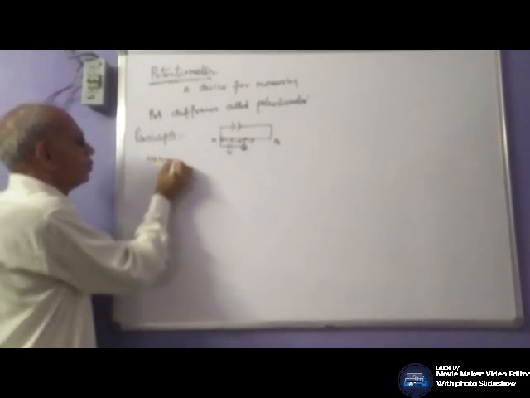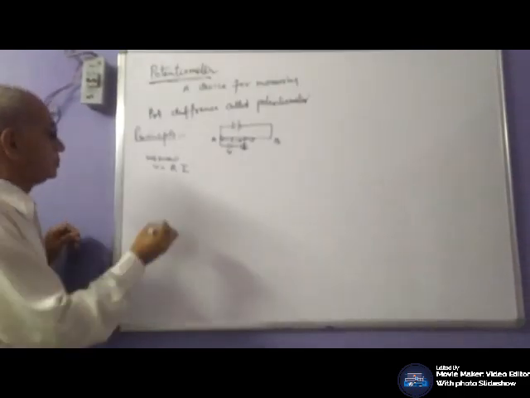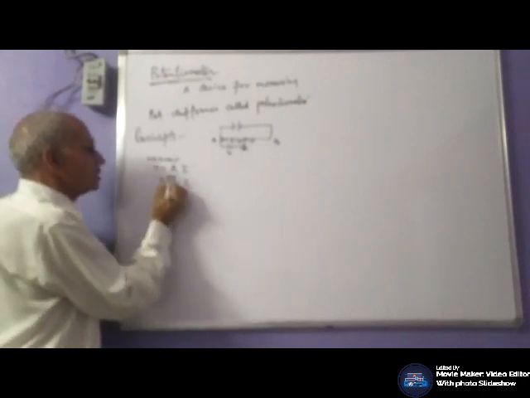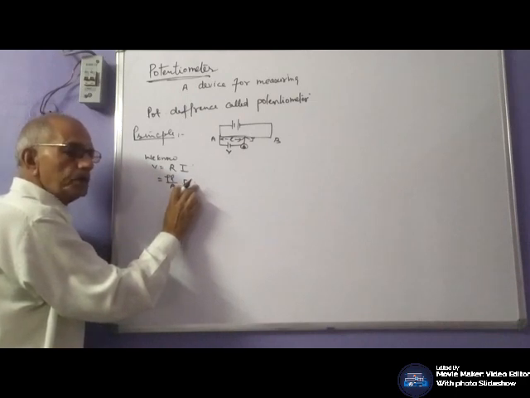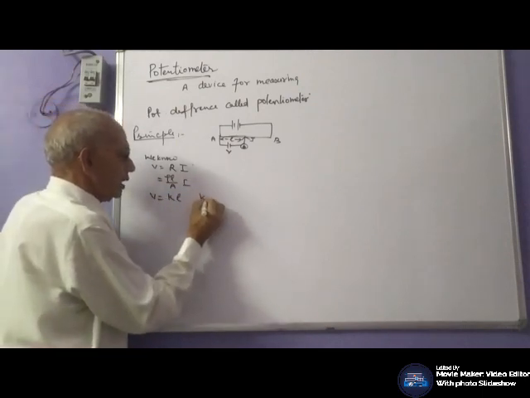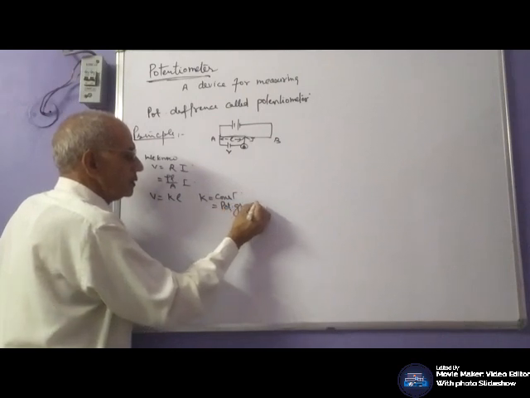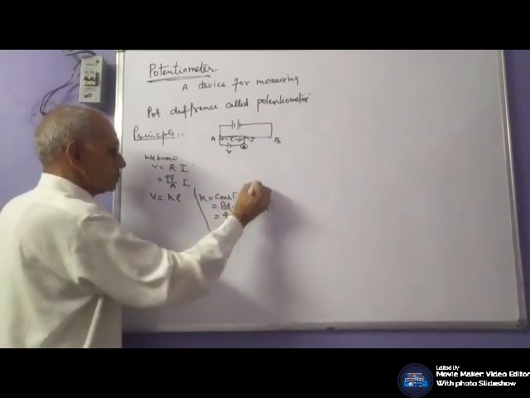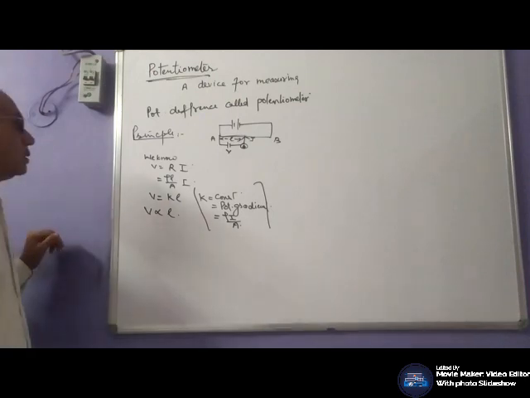We know V equals R I, R equals rho L by A, I. Rho is the resistivity of this wire, A is the cross-sectional area of the wire, and I is the current flowing through this wire. So V equals K L, K is a constant, it is the potential gradient, and its value is rho I by A, or E by L. This is the principle.